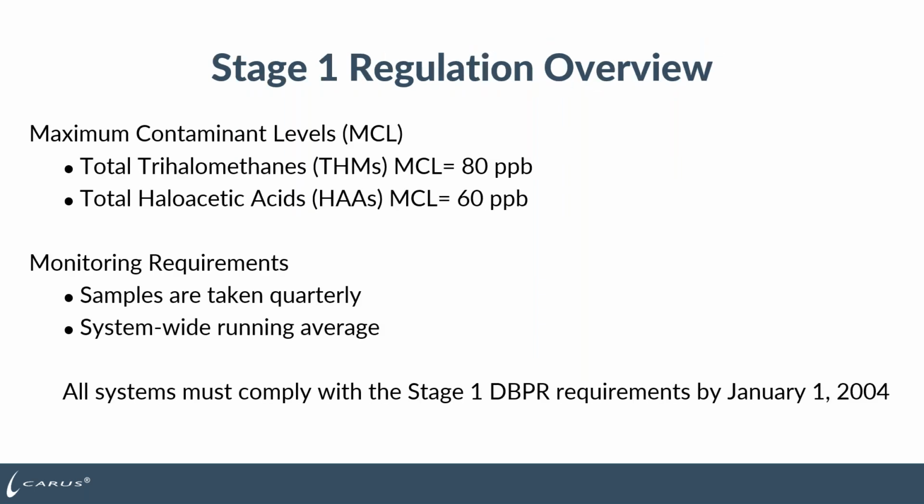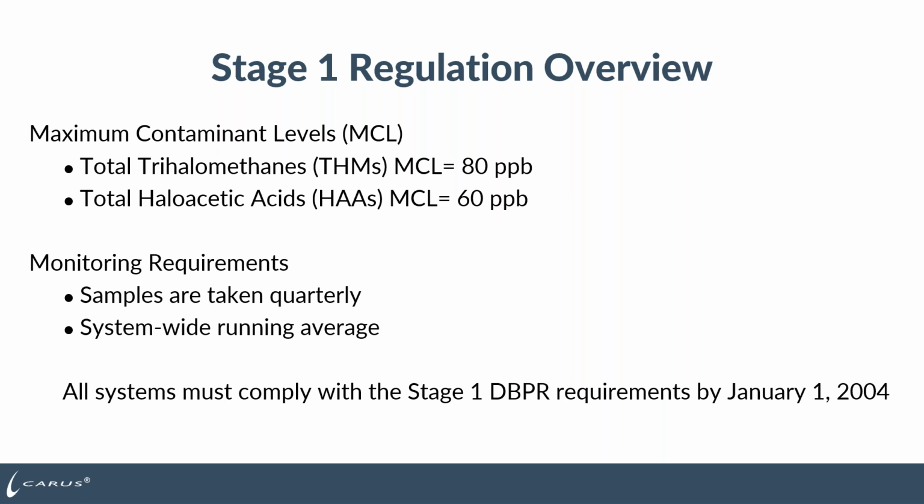The original stage 1 regulation set maximum contaminant levels. So total trihalomethanes was set at 80 parts per billion. Haloacetic acids were set at 60 parts per billion. The monitoring requirement was that you take samples quarterly, and the original stage 1 regulation said it was a system-wide running average. So you average those 4 quarters together as a rolling average, and then determine if you were in compliance with the 80 parts per billion and 60 parts per billion.